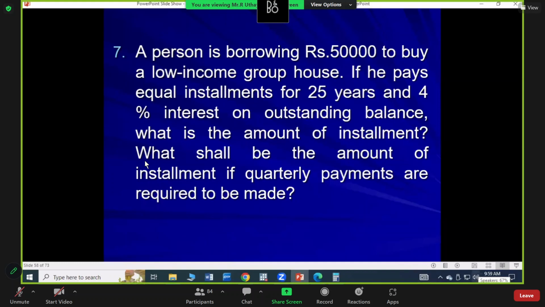Take down this question. A person is borrowing 50,000 to buy a low income group house. He pays in equal installments over 25 years, and 4% interest on the outstanding balance. What is the amount of installment? What shall be the amount of installment if quarterly payments are required to be made?